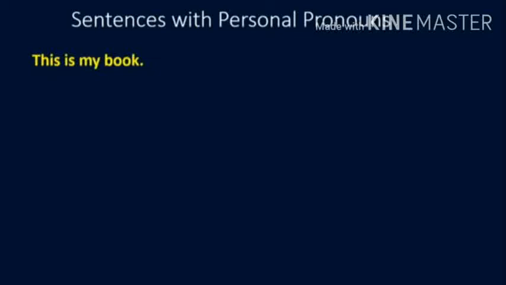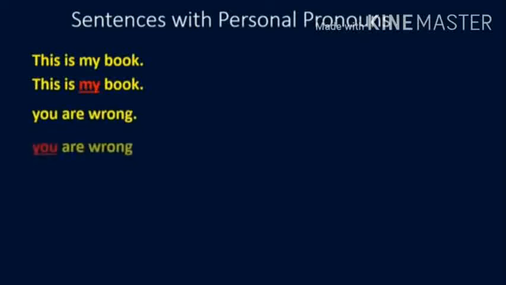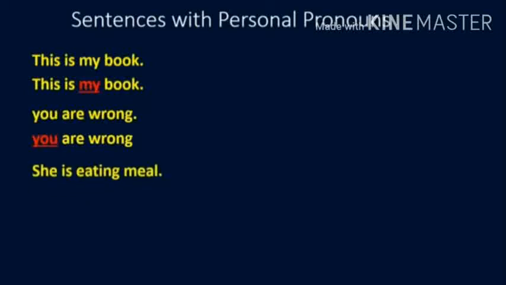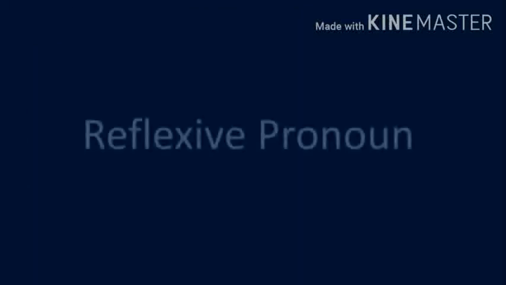And some examples we shall see for the personal pronouns. This is my book. In this, the personal pronoun is my. You are wrong. You is the second person, and this is a personal pronoun. She is eating a meal. She is the third person and it is a personal pronoun.